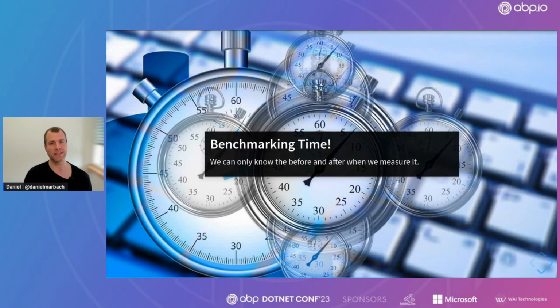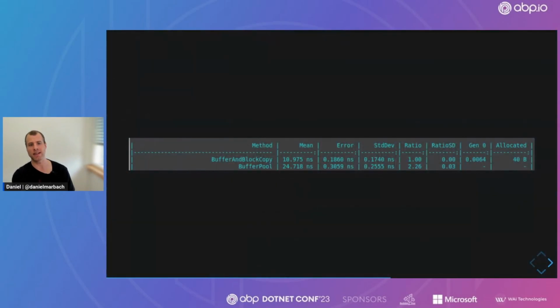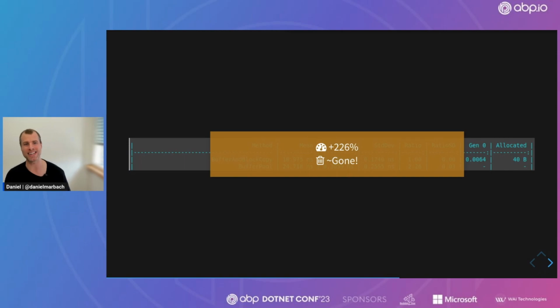We're measuring this, and what we're getting is, as we can see, all the allocations are gone, but we are 226% slower than the previous code. Now the question is, is that bad? Well, if you are in a memory-constrained environment where you're willing to trade off throughput for less memory usage, this might be an optimization that you can do, right?